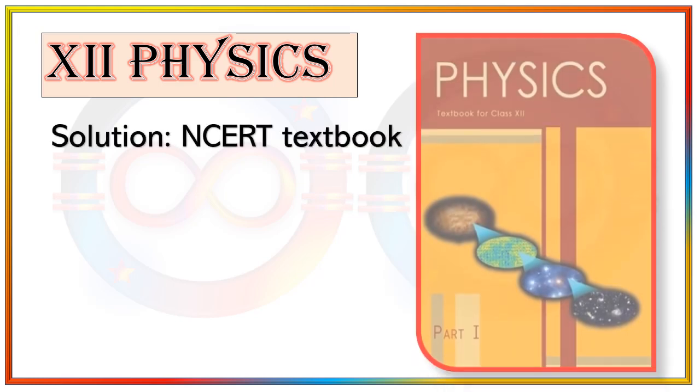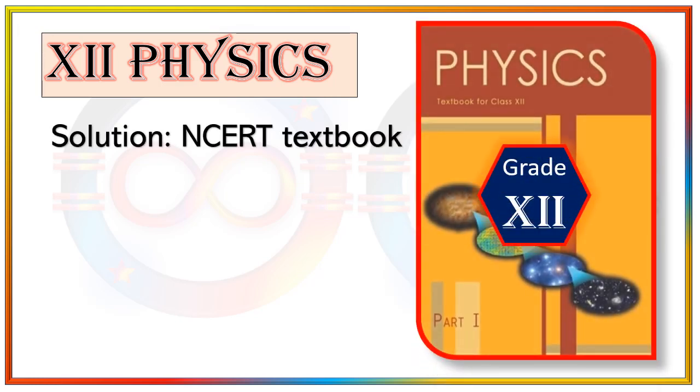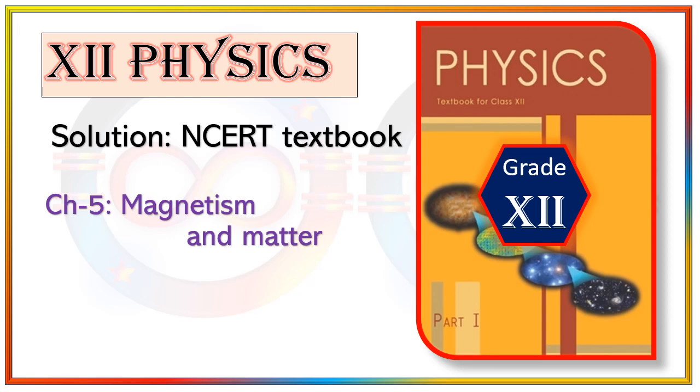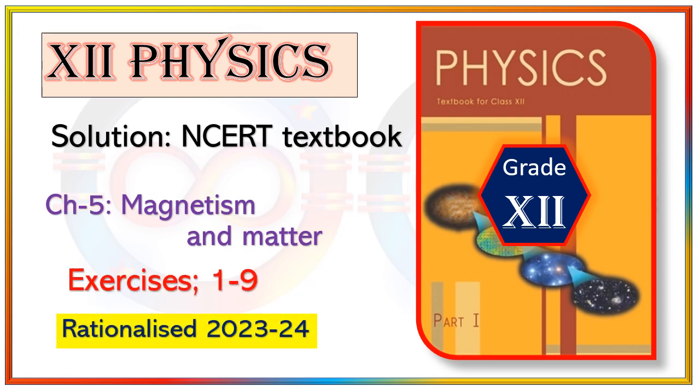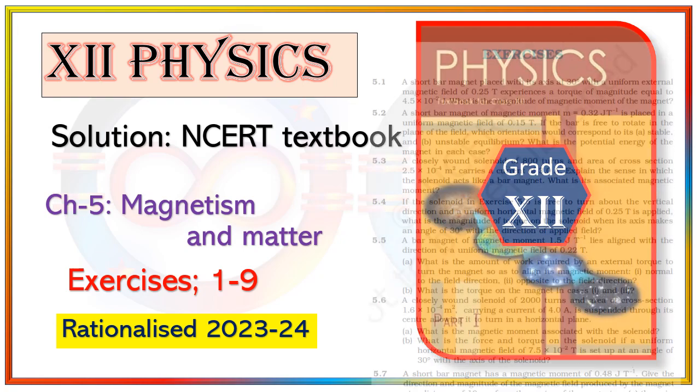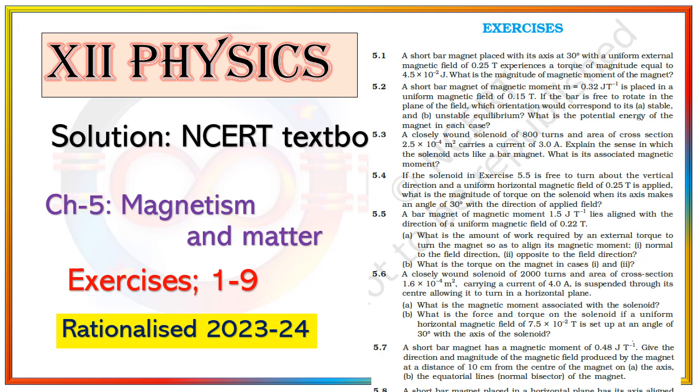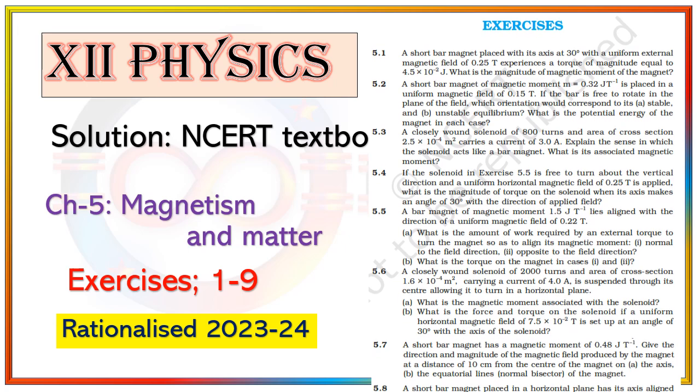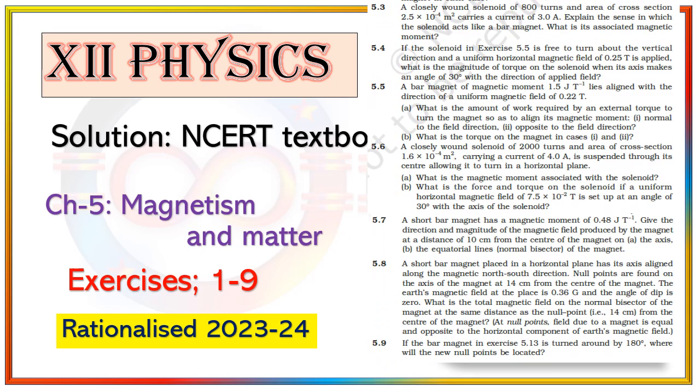In this video, we shall be solving the questions from NCERT textbook. The chapter is Magnetism and Matter, and as per the rationalized syllabus 23-24, the total number of questions which we are going to have here is 1 to 9. Earlier the number of questions were more, total questions used to be 15, but because some portions have been deleted, now the total number of questions are reduced to 9. So let us solve them one by one.